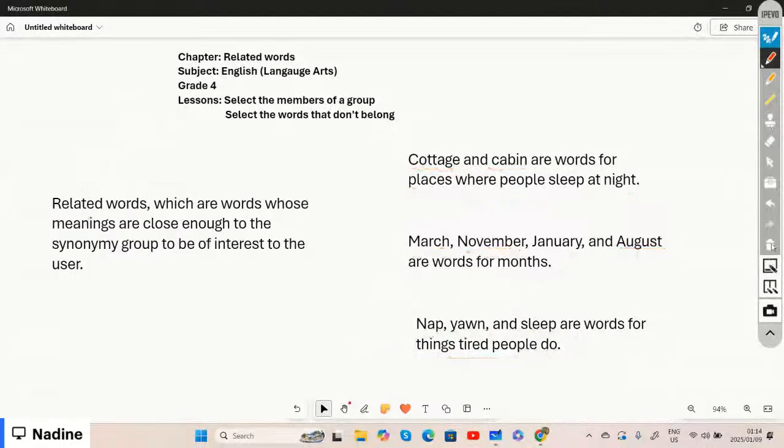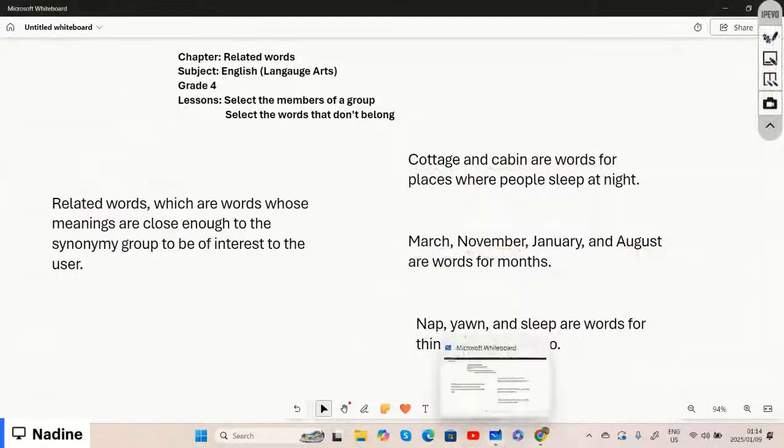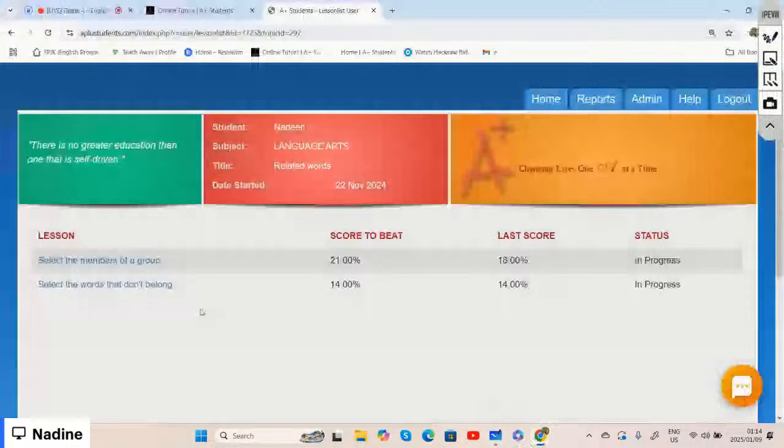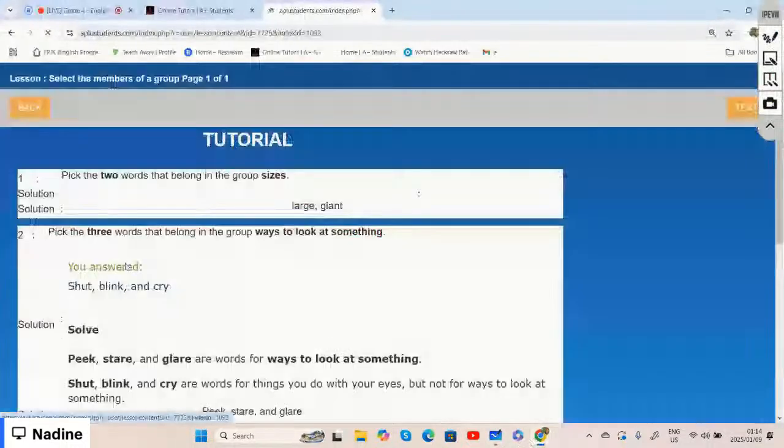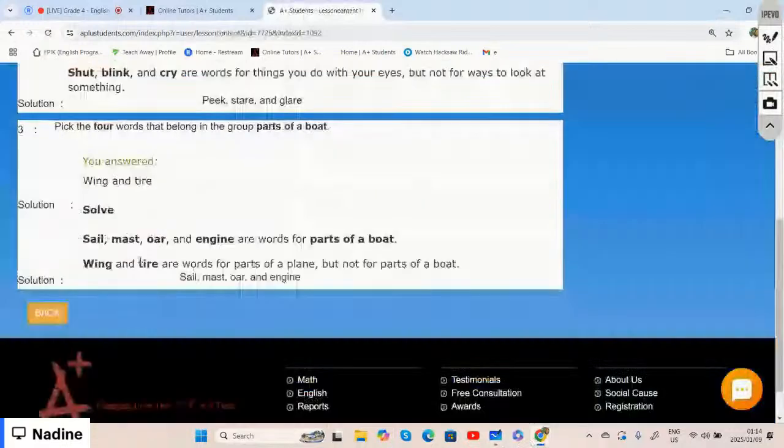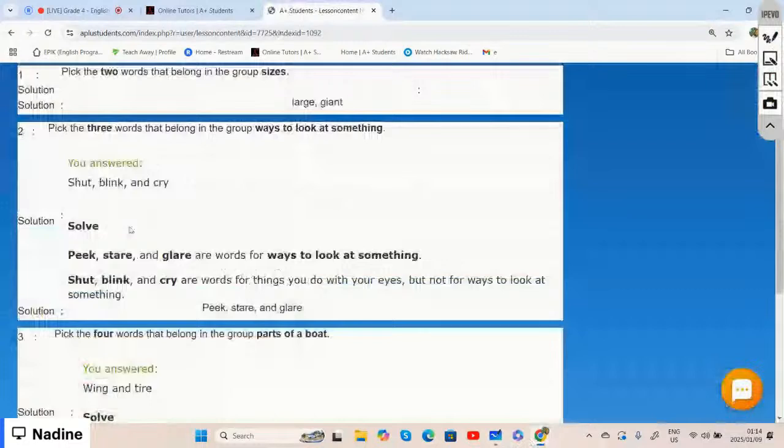All right, so now we're going to aplusstudents.ca, and we're going to select the members of a group as well as to select the words that don't belong. And we're going to look at a few examples now, right? Before we go on to our test.